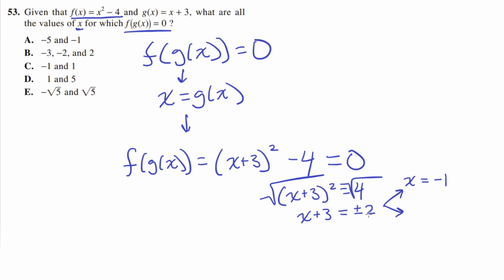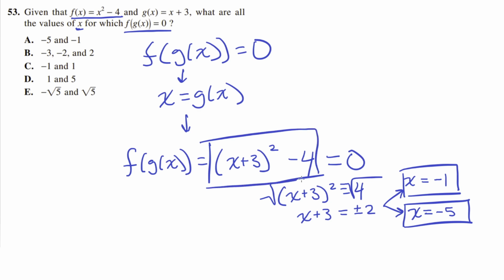And then if we assume 2 is negative, then when we subtract 3 from both sides, we'll be left with x equals negative 5. So these are the two different values of x that when plugged into f of g of x, which is really just this function here, give us a value of 0. So the correct answer is negative 1, negative 5, which is answer choice A.